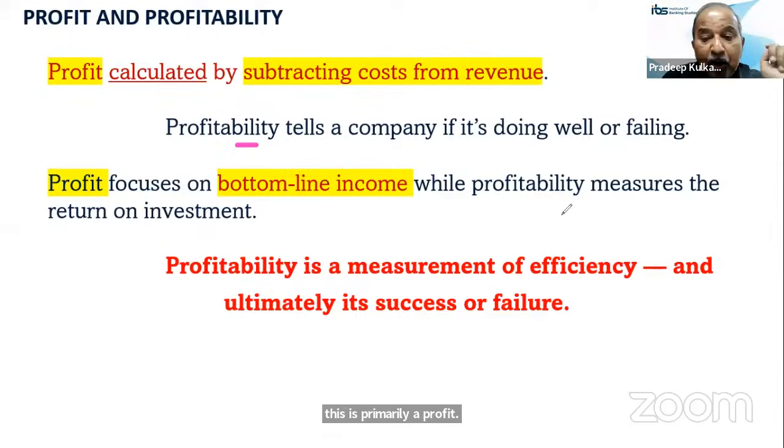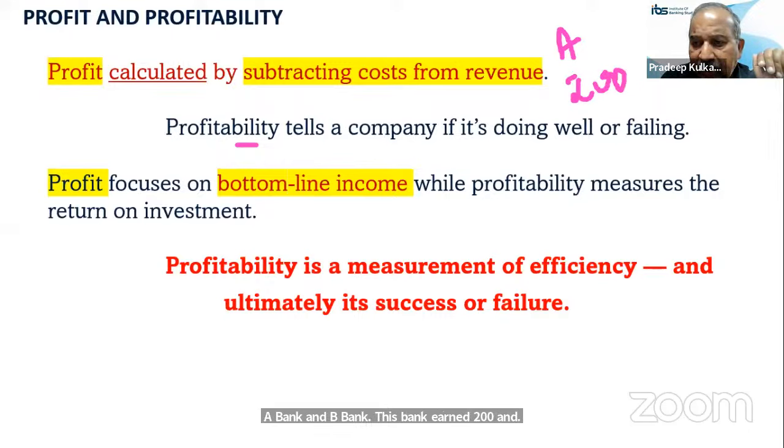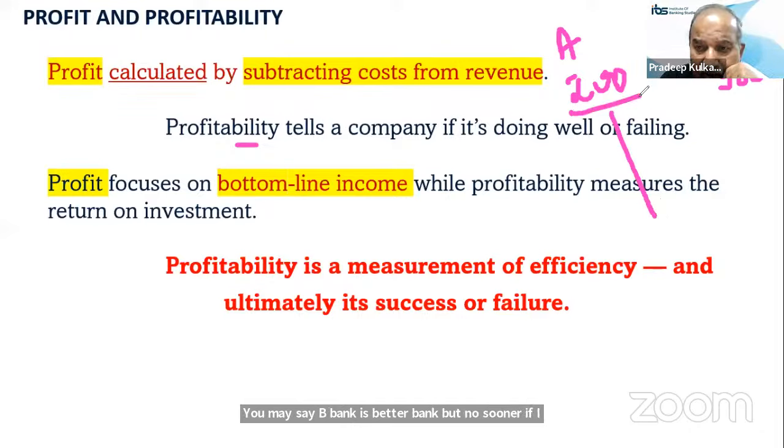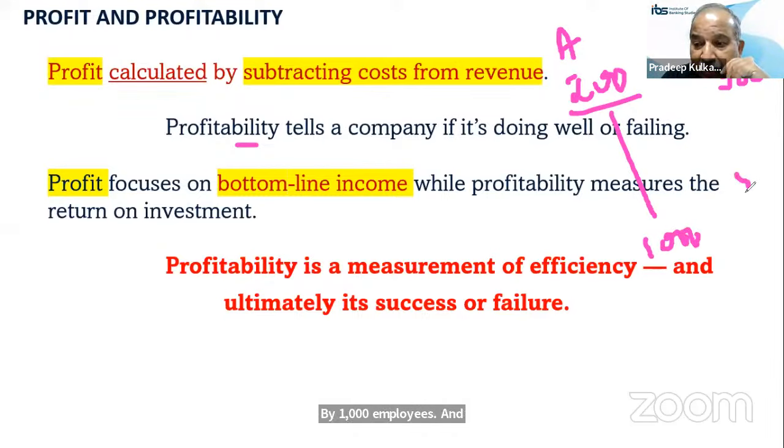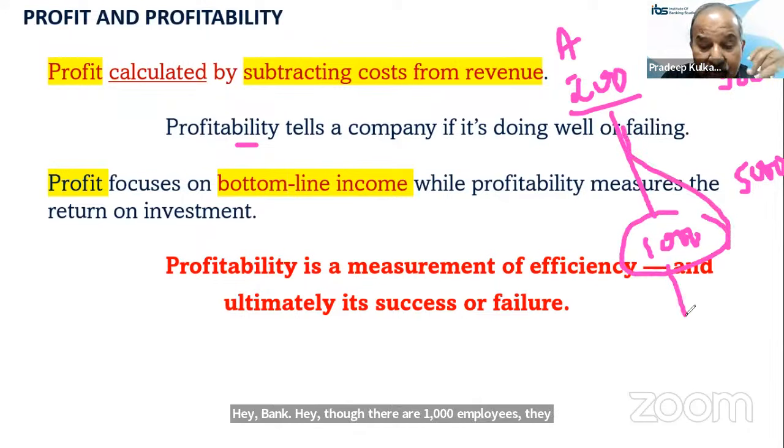What is profitability? Profitability is all about whether that profit is really okay for your capacity. Is it worth your assets? For example, there are two banks, A bank and B bank. A bank earned 200 crore profit and B bank earns 300 crore profit. You may say B bank is the better bank. But if I write down below, the 200 crore profit is earned by 1,000 employees, and B bank has 5,000 employees. Now which bank is better? A bank. Am I right? Though there are only 1,000 employees, they are contributing the higher profit. And then you can see a third dimension.